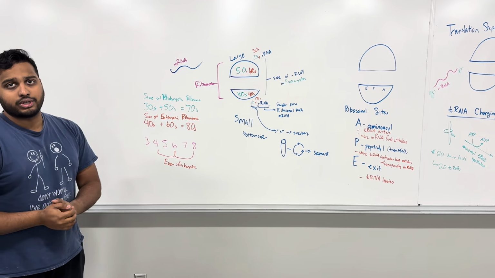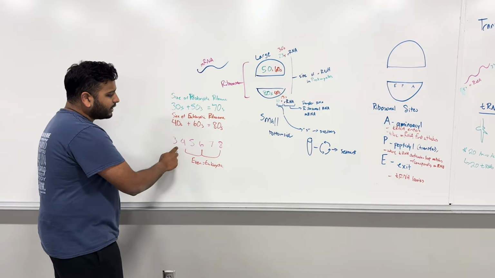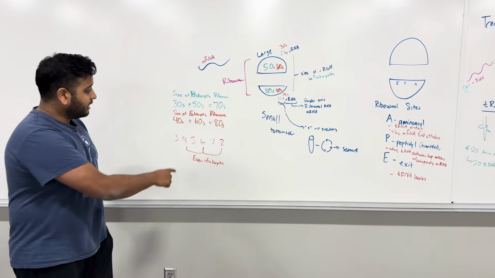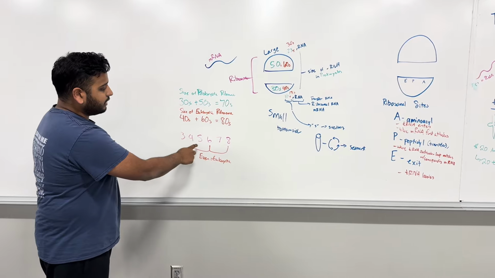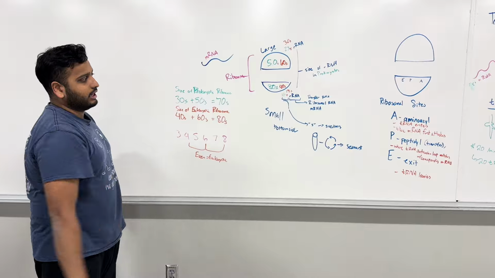Now here's a quick trick. This is something that's tested on the MCAT a lot. So we go 3, 4, 5, 6, 7, 8, and then if it's even, E for eukaryote. So that's telling us 40 plus 60 equals 80, and then we could say 30 plus 50 equals 70.